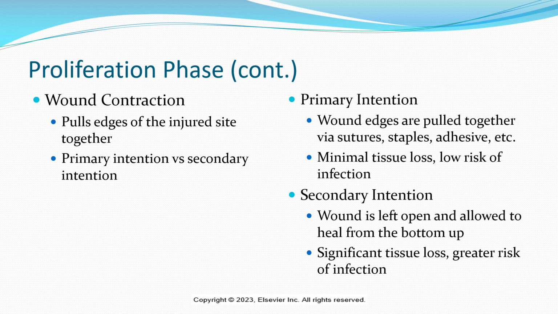Also, if you think about it, we're just leaving this wound open, so it's going to be exposed to the environment, and it requires a much higher immune response from your body. So the risk of infection is much greater if we choose to go through this secondary type of intention. An example of this would be something like a pressure ulcer or some kind of traumatic wound. So again, think of something that's not regular, right? It's an irregular shape to the actual wound bed itself.